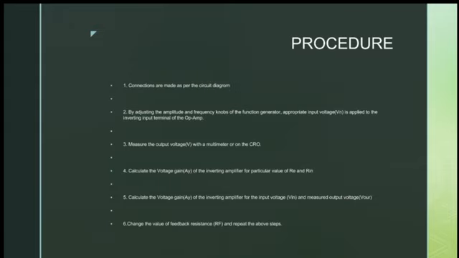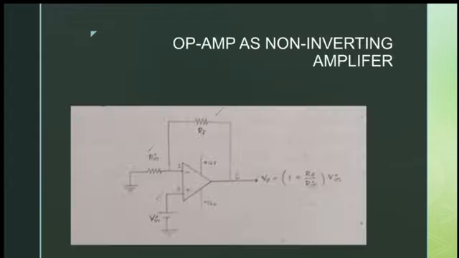Now let's take a look at the procedure which will be demonstrated. So make the connections as per the circuit diagram. Also, by adjusting the amplitude and frequency knobs of the function generator, appropriate input voltage Vin is applied to the inverting input terminal of the op-amp, and then measure the output voltage with the multimeter or on the CRO. Calculate the voltage gain of the inverting amplifier for a particular value of RF and Rin.